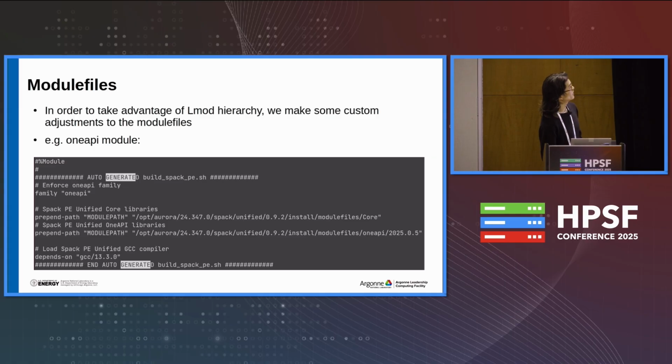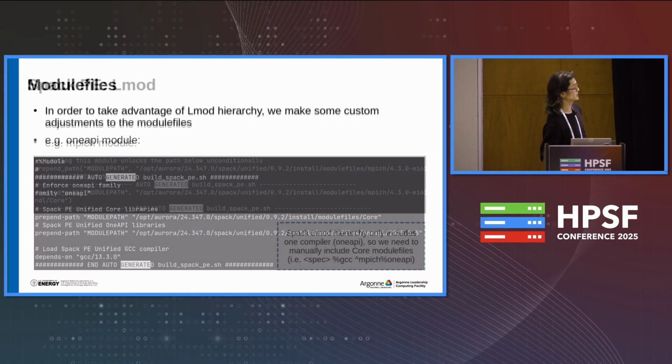We do make use of an Lmod hierarchy. We do have to do custom adjustments. This is the oneAPI module, which is not generated by Spack. So we do our own little thing to push in the Spack installation or the module file paths to make the hierarchy work when we load the oneAPI compiler.